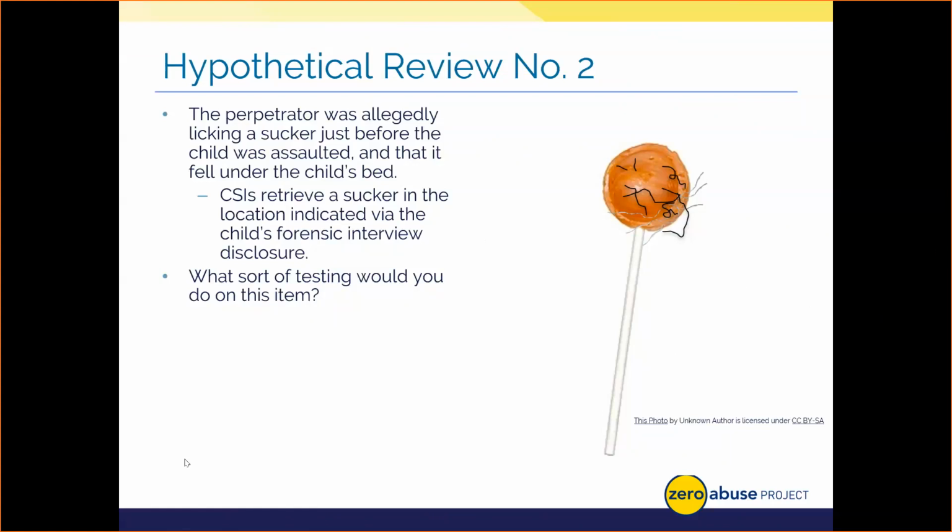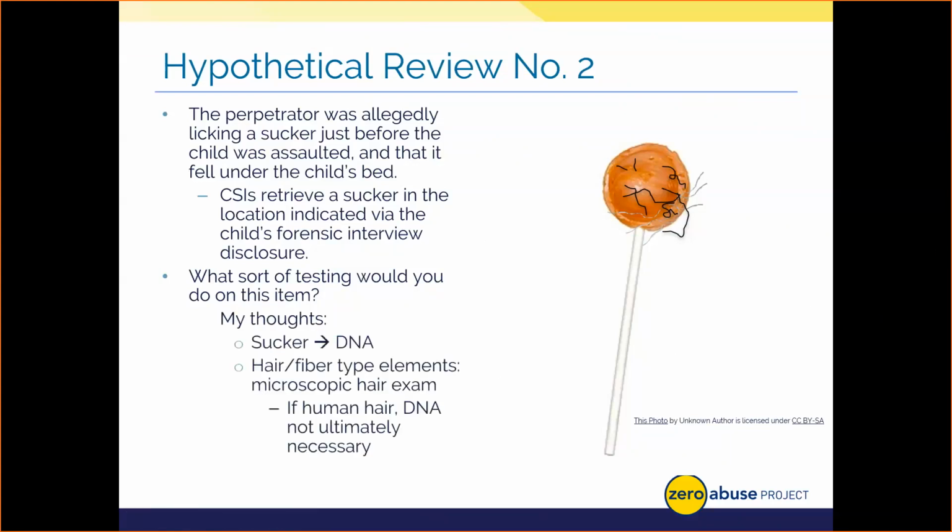So again, let's peel into my thoughts on this scenario. The sucker is stated to be in the mouth. It's an item that's known to be ingested orally if you use it in its traditional sense, and I know there can be some atypical ways people use these things. As such, I just go straight to DNA. I think it'd be ultimately a waste to test for saliva since it's evident it was allegedly used in this fashion based on the disclosure from the child and given our knowledge of how this item is traditionally consumed.